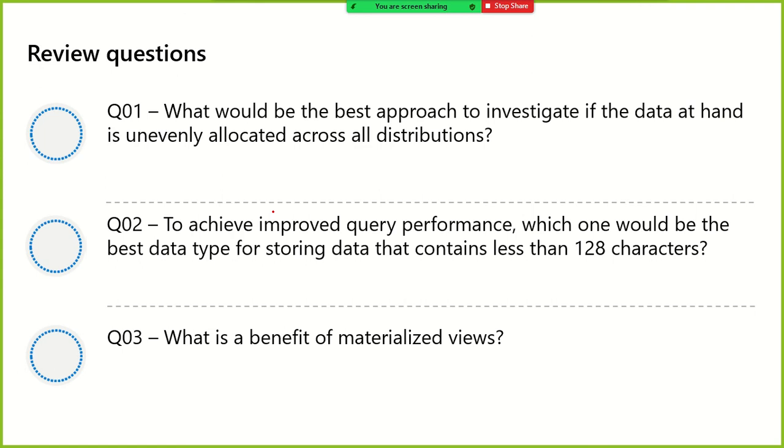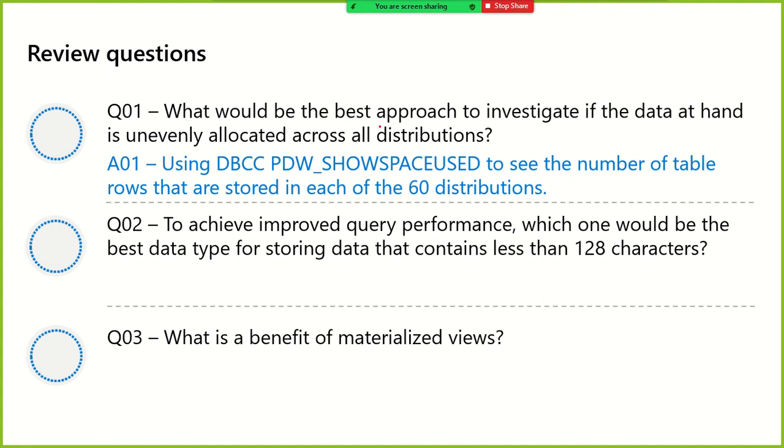All right, question: what would be the best approach to investigate the data at hand if the data at hand is unevenly allocated? If it's not allocated properly, what can you use to check? I mentioned that before. DBCC, that's what you can use to check. DBCC, okay, underscore PDW underscore show space used. That will show us the number of table rows that are stored in each of the distributions available.